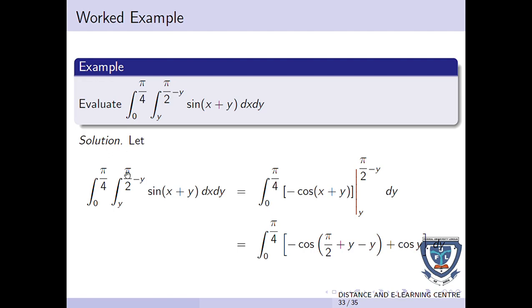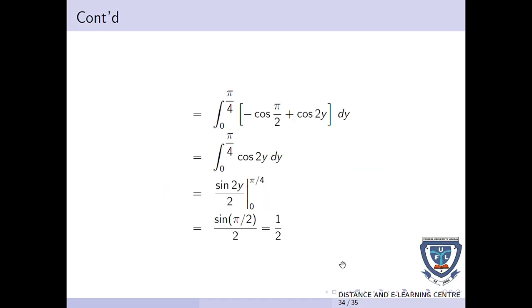Let the question be equal to the integral from 0 to pi over 4 of minus cos (x + y) over the interval y to pi over 2 minus y dy. When you do the evaluation properly, you're going to have the integral from 0 to pi over 4 of cos 2y dy. Integrating this over the interval 0 to pi over 4 is going to give us 1 over 2.